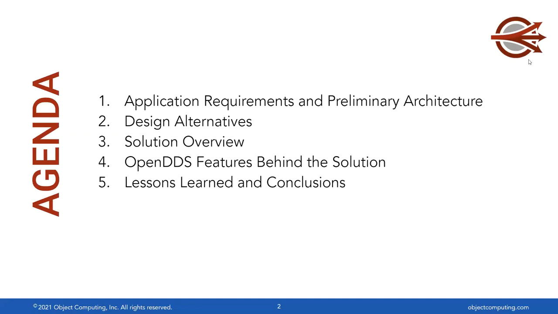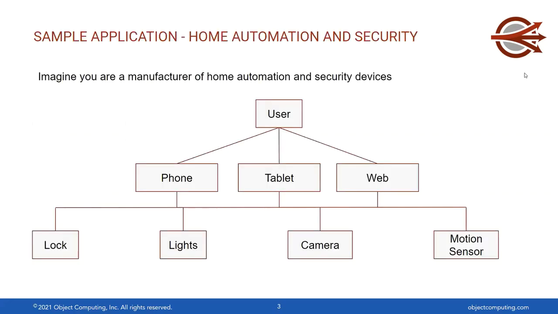So we need to start with defining what is it that we are trying to build. So imagine that you are in charge of designing a software system for home automation and security. So we'll have a user, and the user is going to need to interact with their software either on a mobile phone, on a tablet, through the web. And what does the software control? Well, it's going to control things around the home. They may be locks or lights or cameras or motion sensors, or you can imagine other use cases involved in this as well.